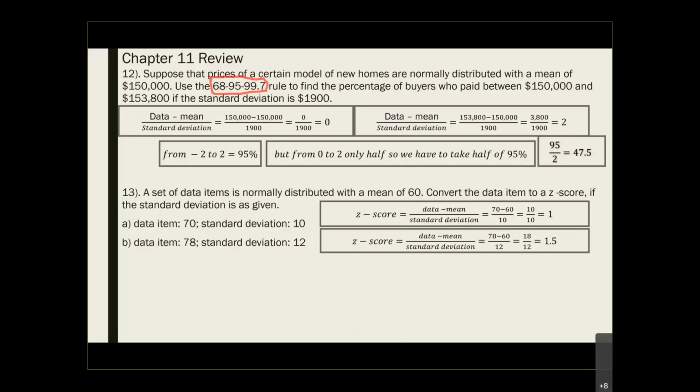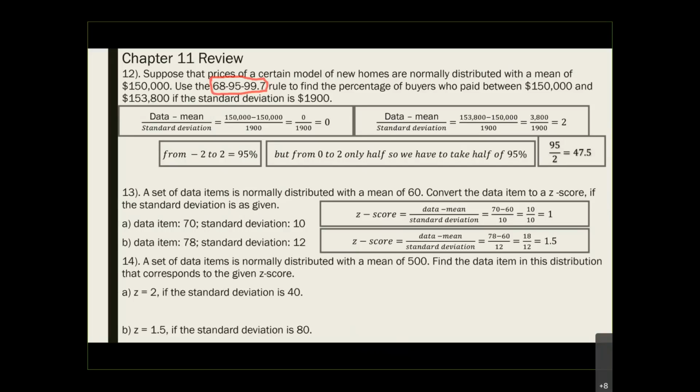So once we have this, let's take a look at number 14. Hopefully we did not do this over the review, I think we did. But anyway, look at number 14. Instead of asking you for the z-score, they give you the z-score. Now they only ask you for the data, right? What is the data corresponding to this z-score, right?